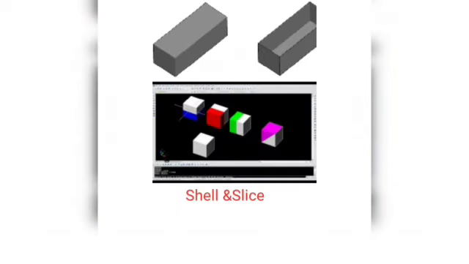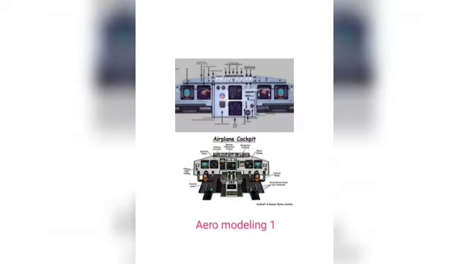Here are the shell command and slice command. Using these commands you can make a hollow job; a 3D model can be converted into hollow, and you can take a slice according to 3 points or according to a plane. Whichever plane you select, according to that the slice can be made of the 3D part. So you will have a section there.